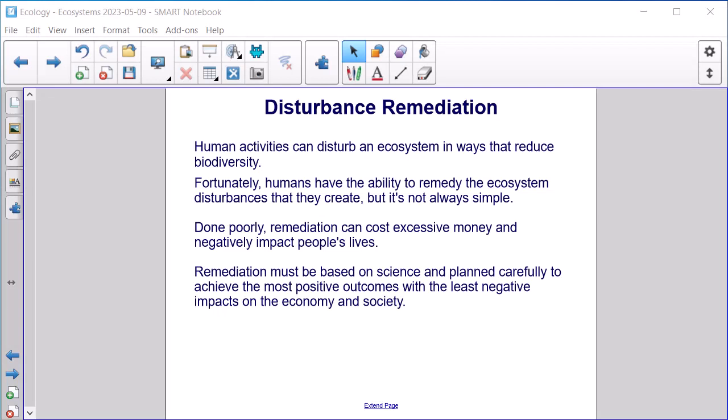Disturbance remediation. Human activities can disturb an ecosystem in ways that reduce biodiversity. Fortunately, humans have the ability to remedy the ecosystem disturbances that they create, but it's not always simple. Done poorly, remediation can cost excessive money and negatively impact people's lives. Remediation must be based on science and planned carefully to achieve the most positive outcomes with the least negative impacts on the economy and society.